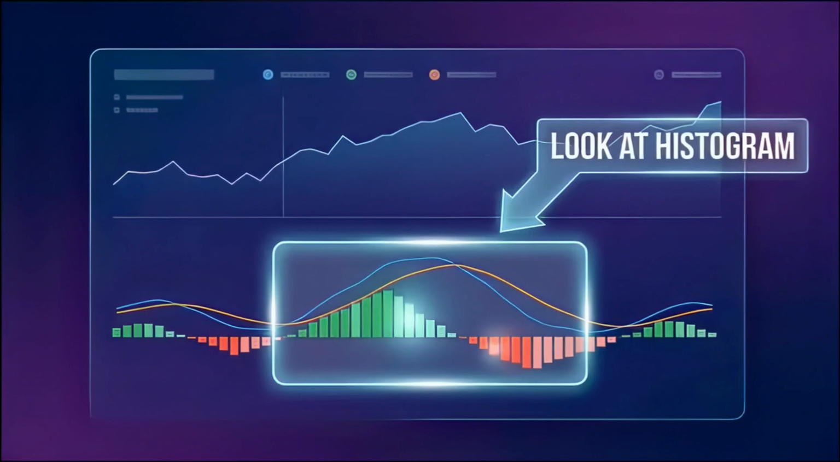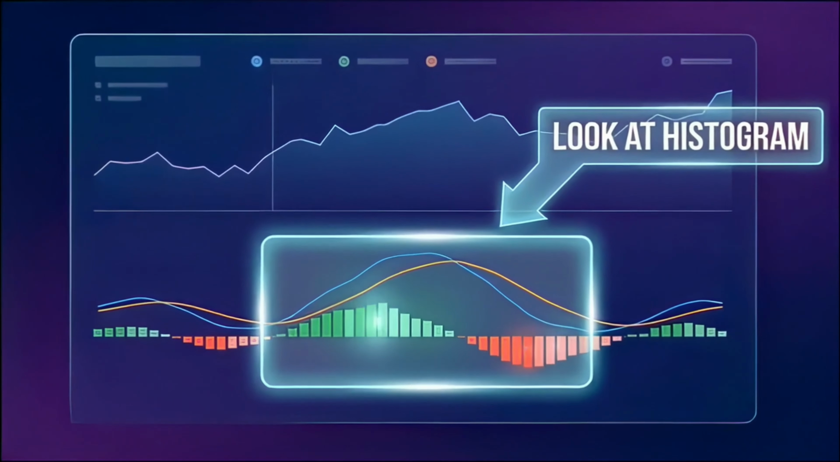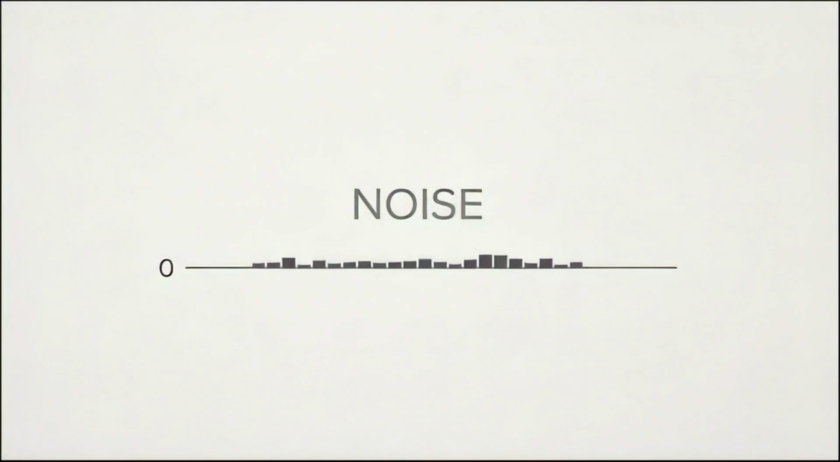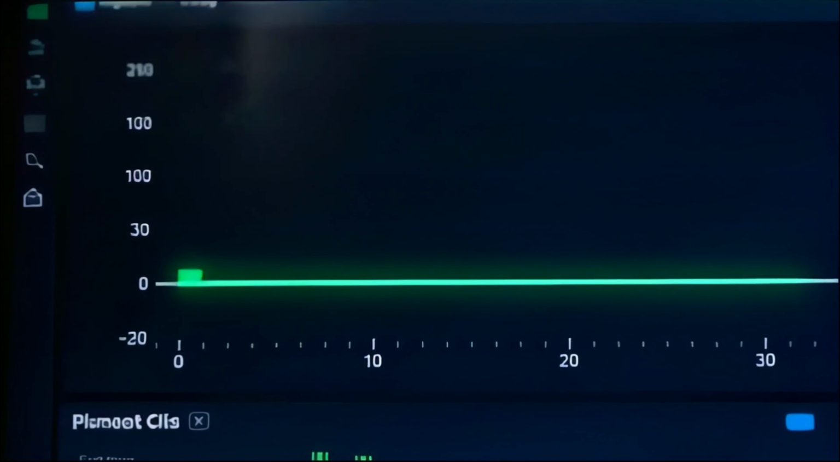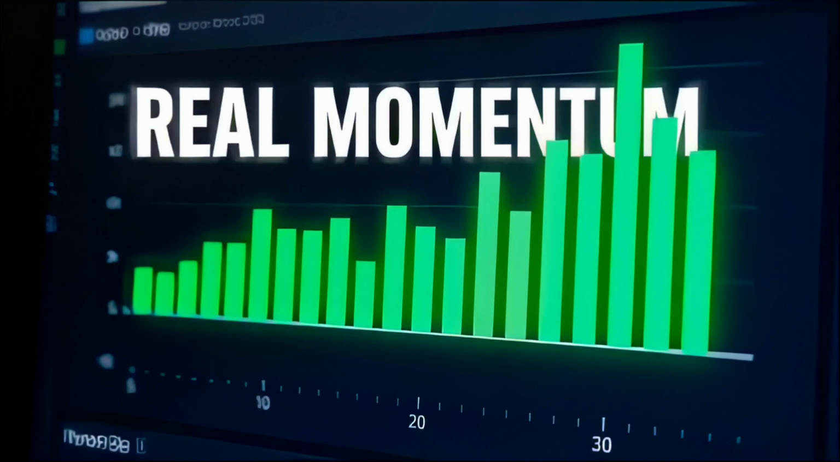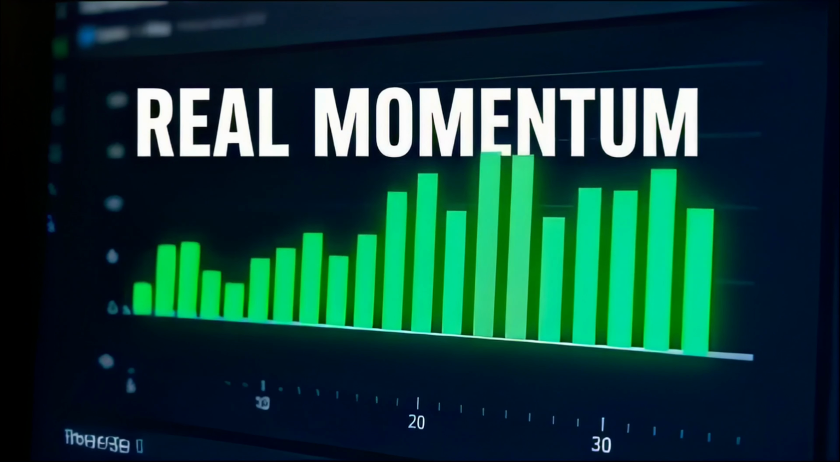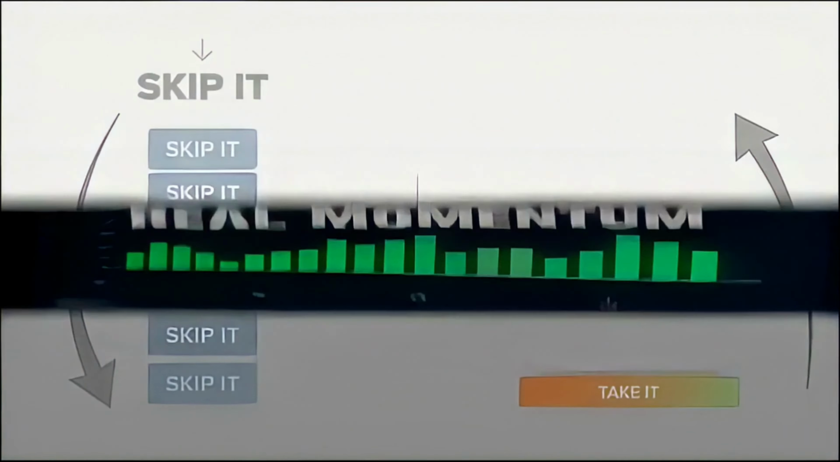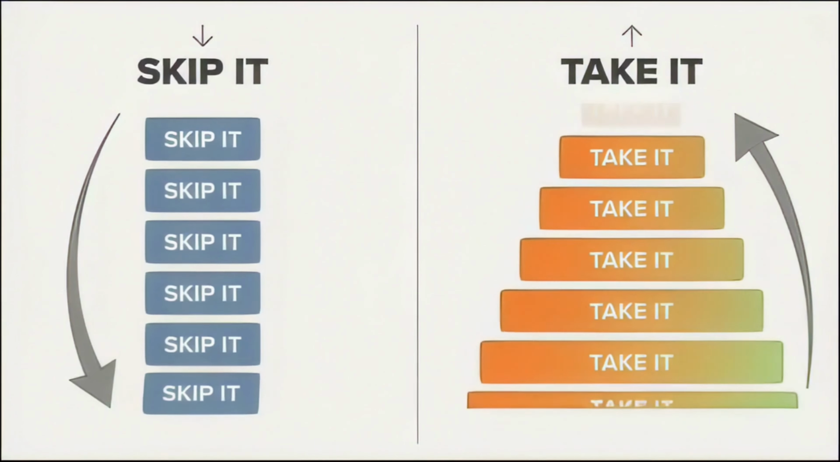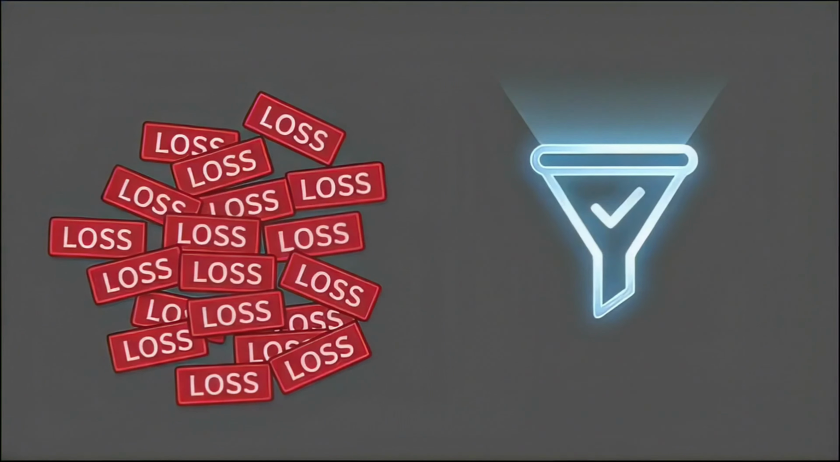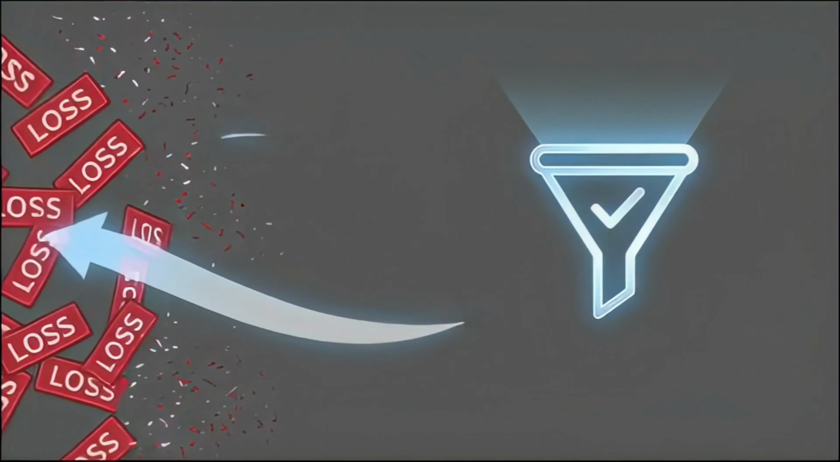The fix is visual and takes 1 second. Look at the histogram. If the bars around your crossover are tiny, barely visible, hugging the 0 line, that crossover is noise. If the bars are visibly growing away from 0, right after the cross, something real is happening. Small bars, skip it. Bars expanding, take it. That single check removes most of the losing trades from this strategy.